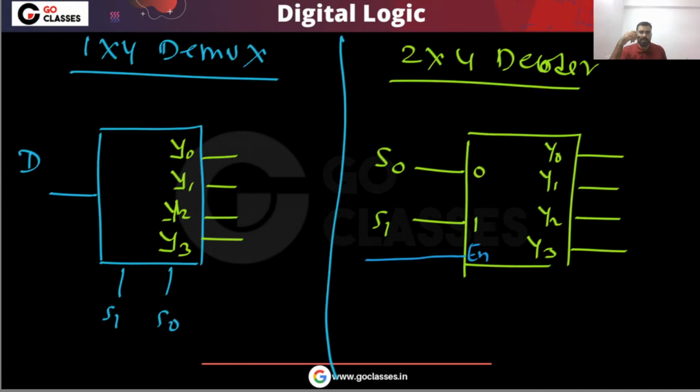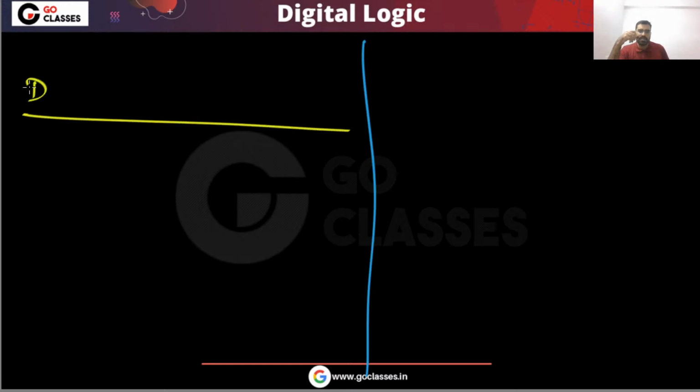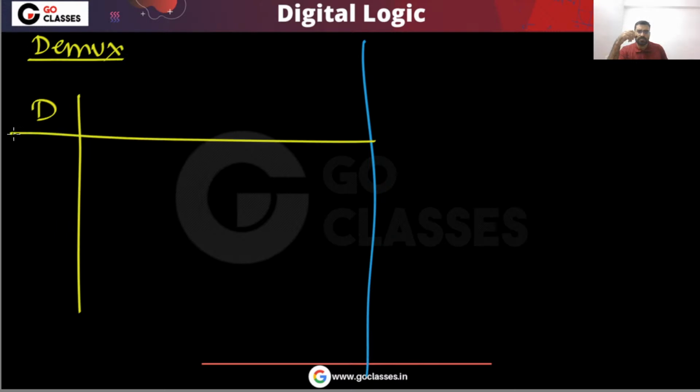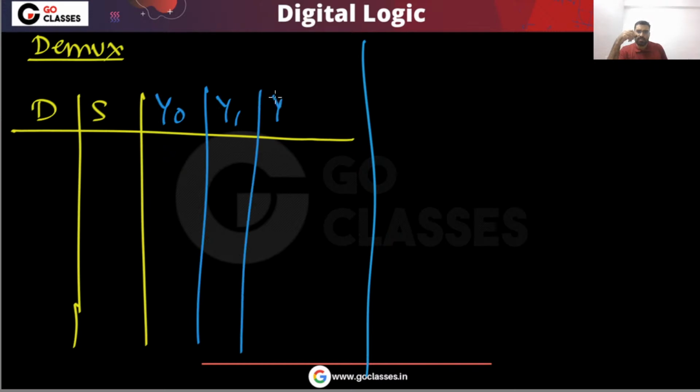Remember, this is your demultiplexer. On one side I am making the table of the demultiplexer. In the demultiplexer, this is your data, and this is your select line, and the outputs are y0, y1, y2, y3.